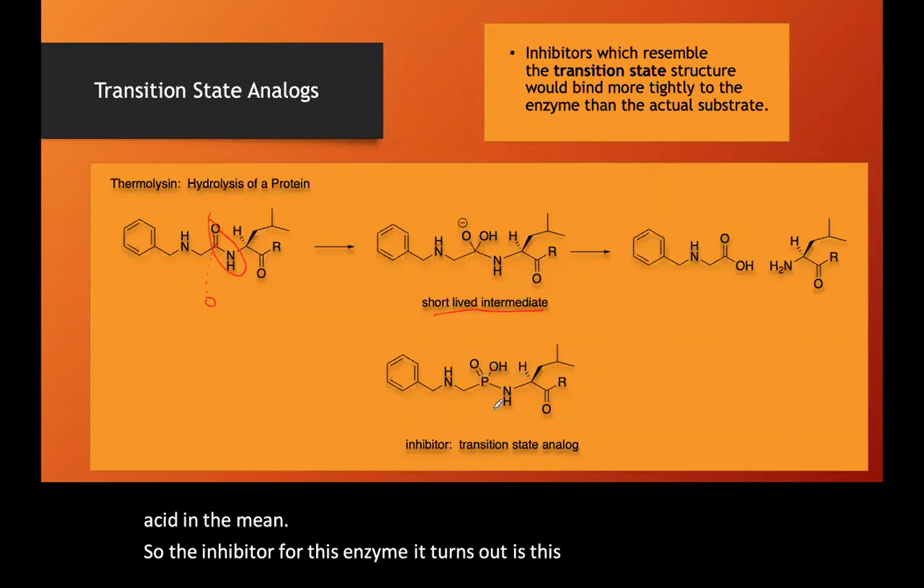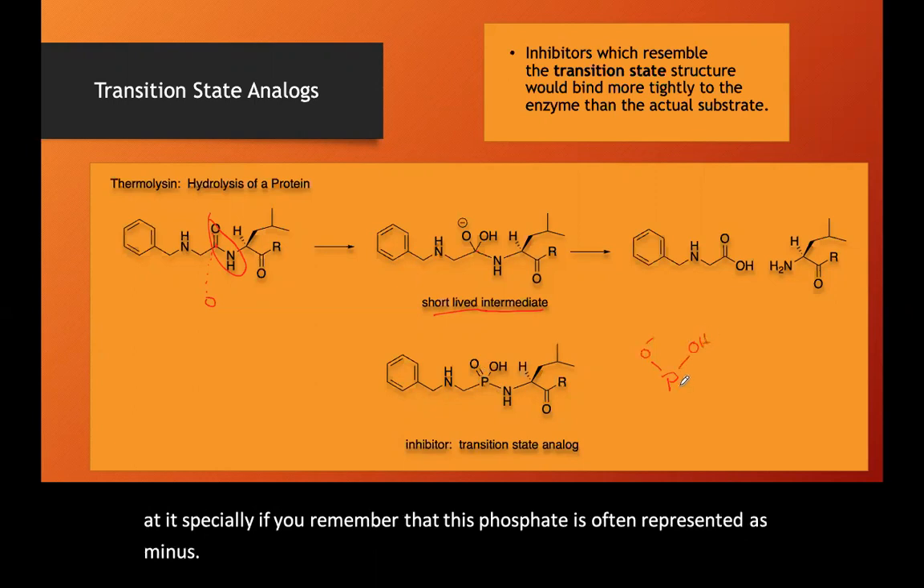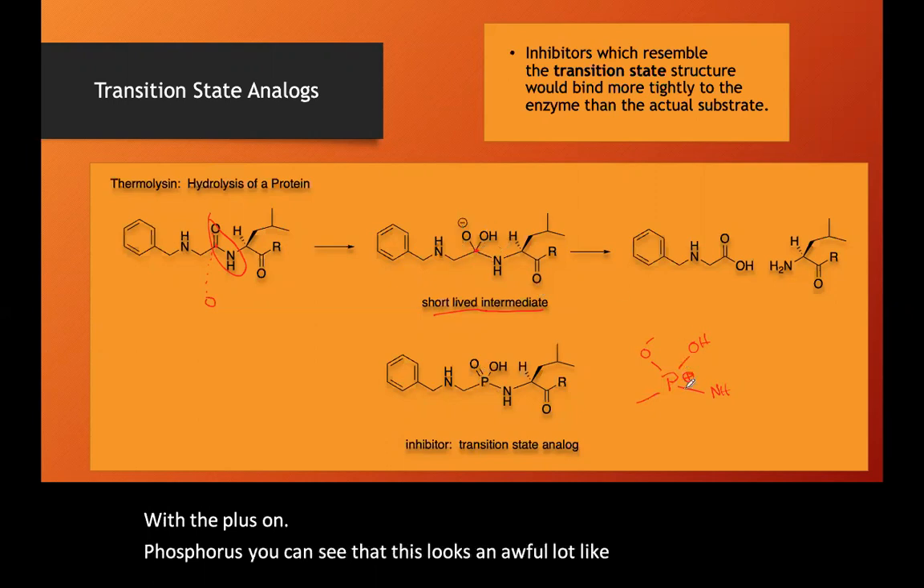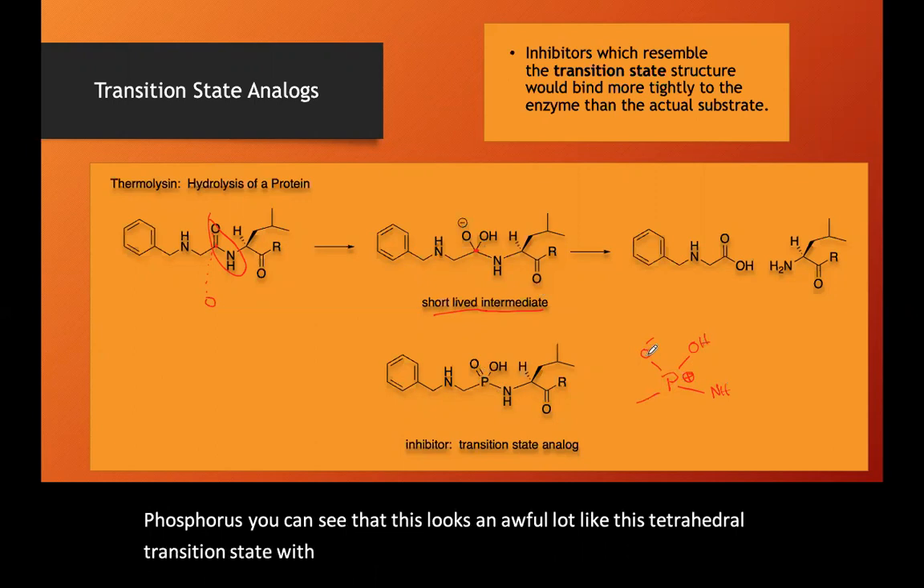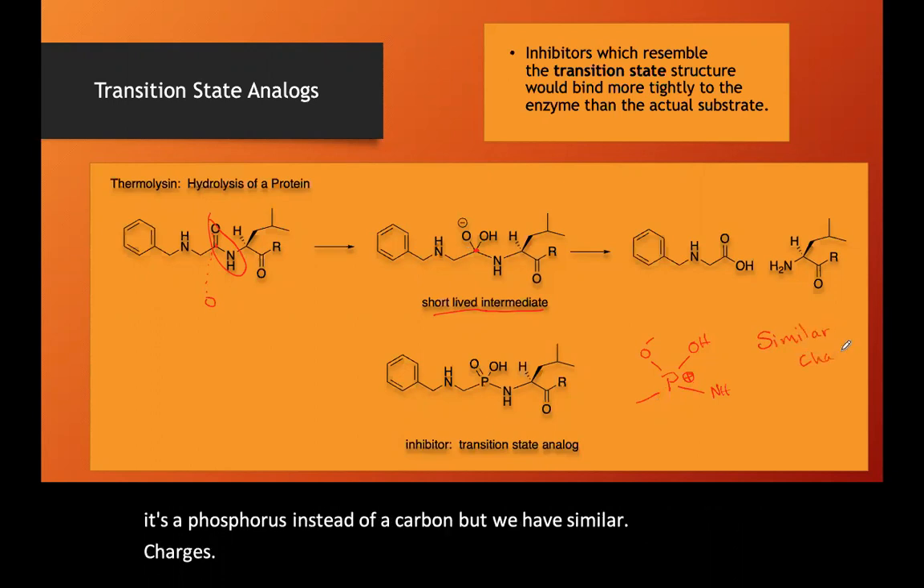And if you look at it, especially if you remember that this phosphate is often represented as O minus and 4 bonds with a plus on the phosphorus, you can see that this looks an awful lot like this tetrahedral transition state with the nitrogen, an OH, an O minus on a tetrahedral. It's a phosphorus instead of a carbon, but we have similar charges and similar geometry to the transition state.